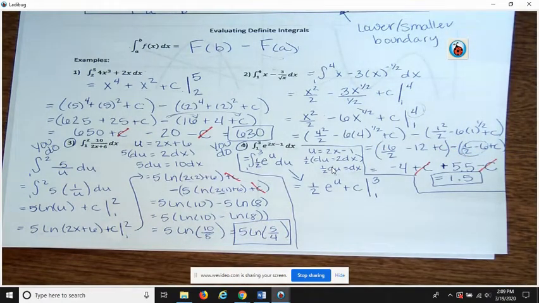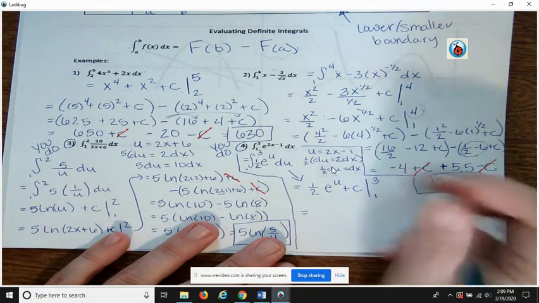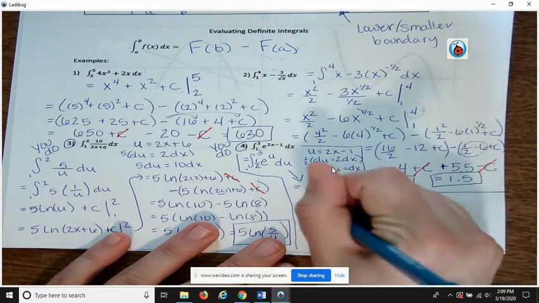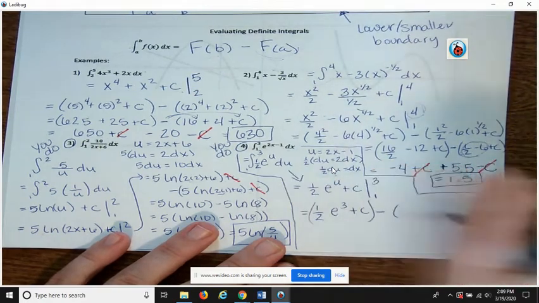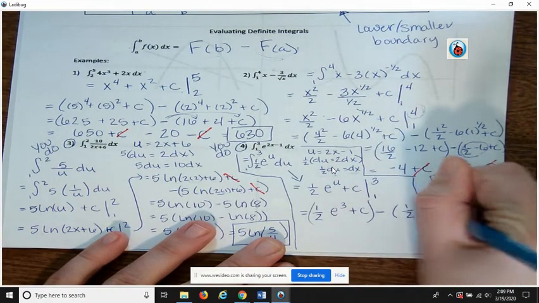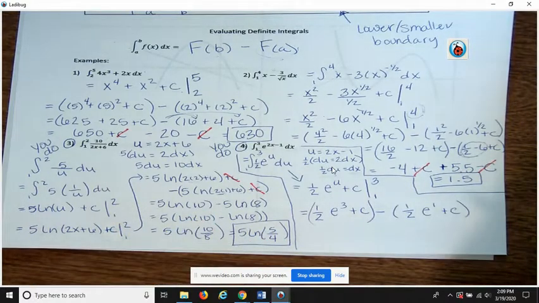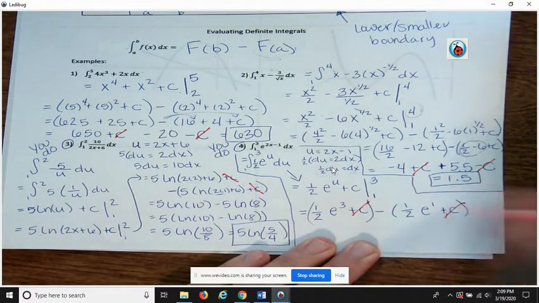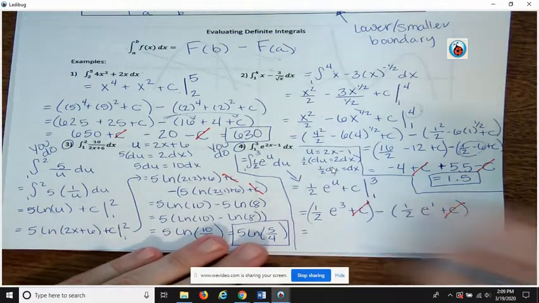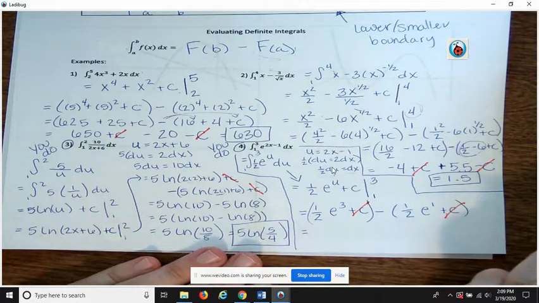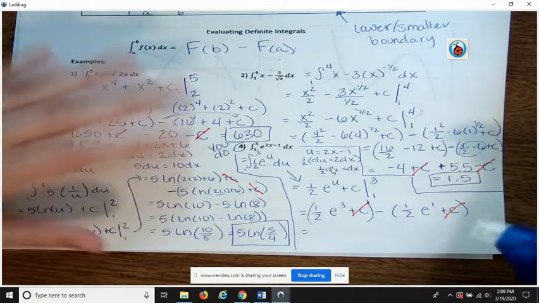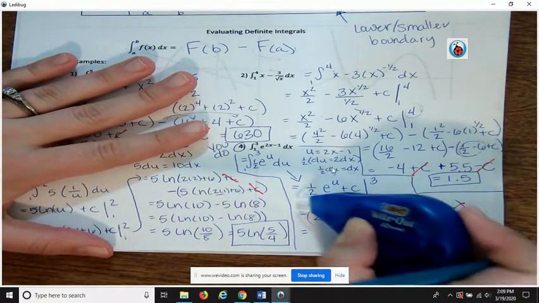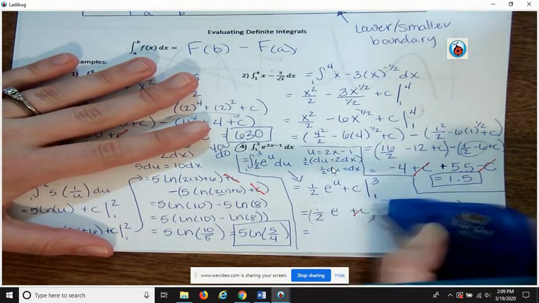Okay, so now I would sub in my limits of integration starting with the top. So I would have 1/2 e cubed plus c minus 1/2 e to the first power plus c. Now notice that my c's are going to cancel out. And I'm going to have some common factors here that I could factor out. Doesn't really matter though. Guys, I made a huge mistake. Hopefully you can find it, or that maybe you're yelling at me from the other side. I forgot to sub u back in. So this is all totally wrong.